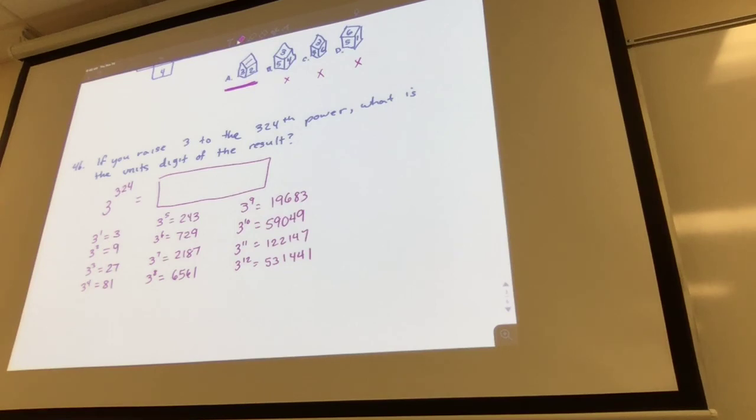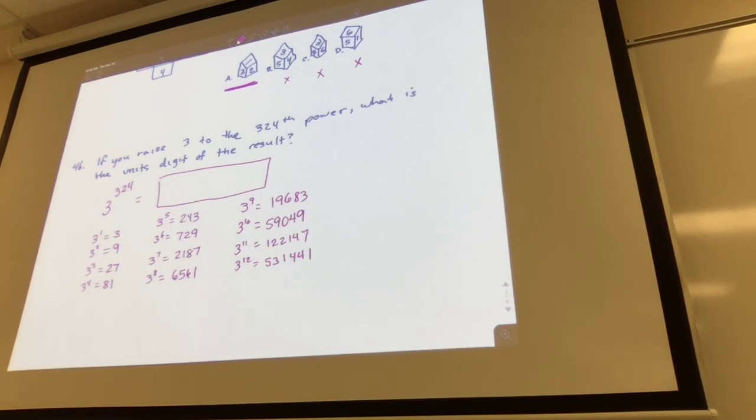So I just did that because if I didn't have the calculator to do it, I might not know how to get 3 raised to 324 to answer what the ones digit, the units digit, is. But if I look at this pattern, look at the units digit of each one. 3, 9, 7, 1. Next column. 3, 9, 7, 1. Next column. 3, 9, 7, 1. So we've established that it's a pattern and it happens in every fourth one.